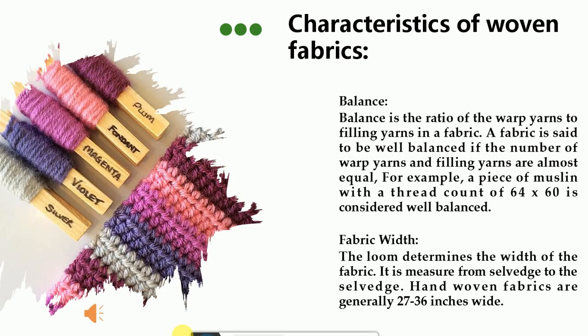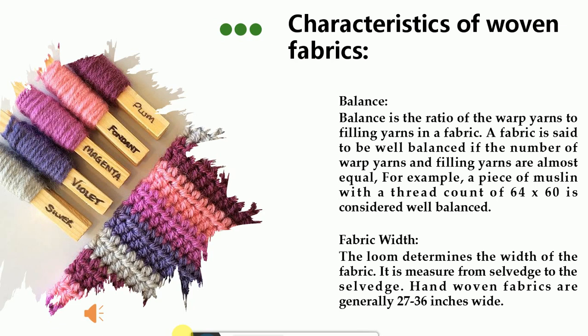Balance. Balance is the ratio of the warp yarns to filling yarns in a fabric. A fabric is said to be well balanced if the number of warp yarns and filling yarns are almost equal. For example, a piece of muslin with a thread count of 64 by 60 is considered well balanced.